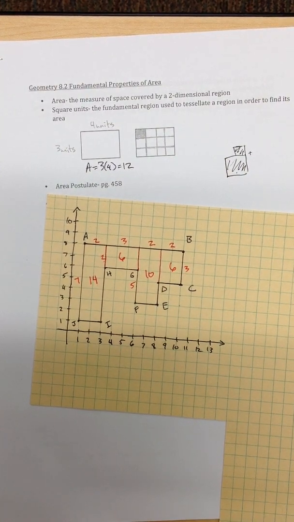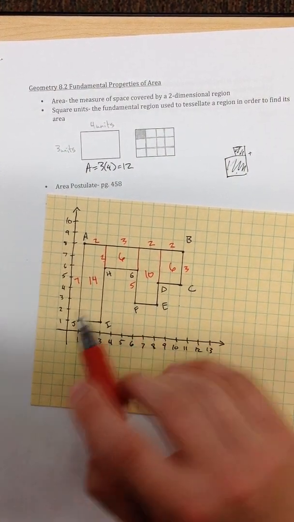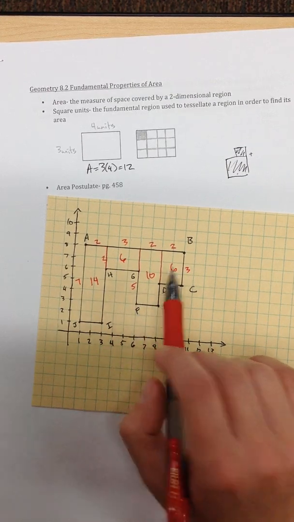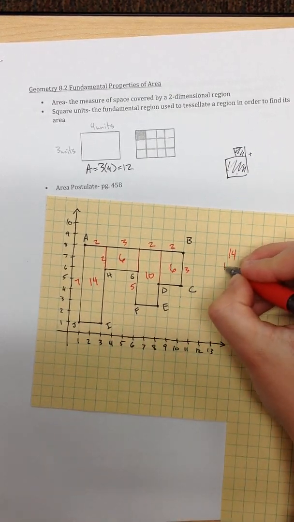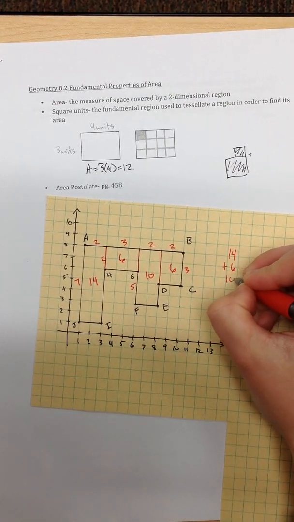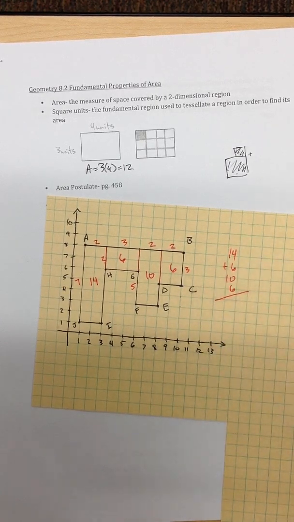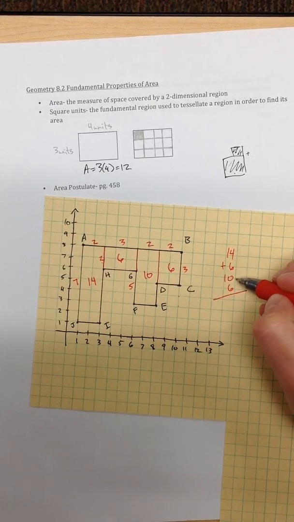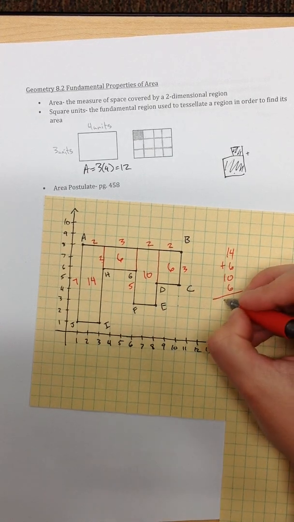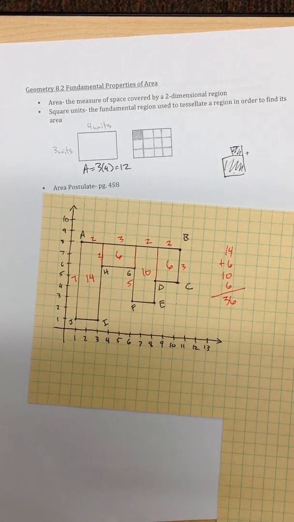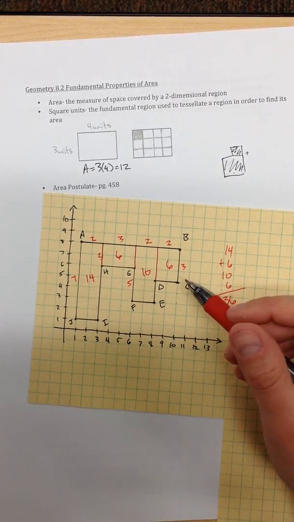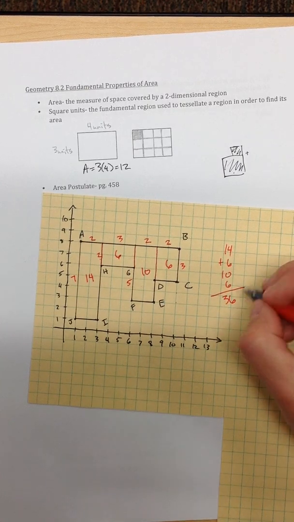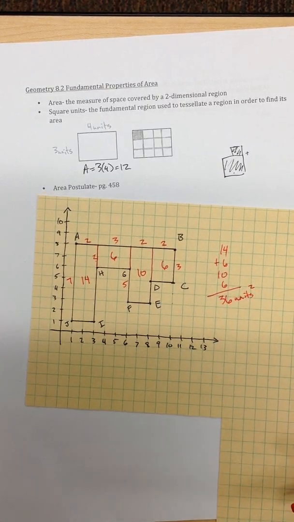So then what I would do to find the area of that whole thing is I would just take those separate things and add them together. So I'd take 14 plus 6 plus 10 plus 6, so 14 and 6 is 20, plus another 10 is 30, plus 6 would be 36. And anytime we work with area, we do whatever our label is squared. Since this doesn't have a label of like inches or anything, it would just be units and then squared.